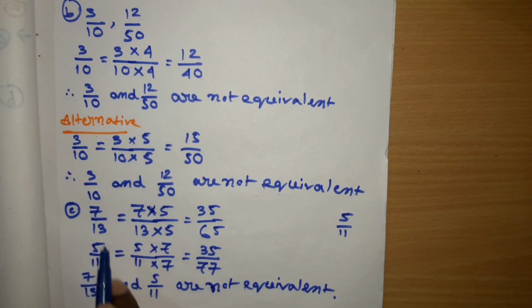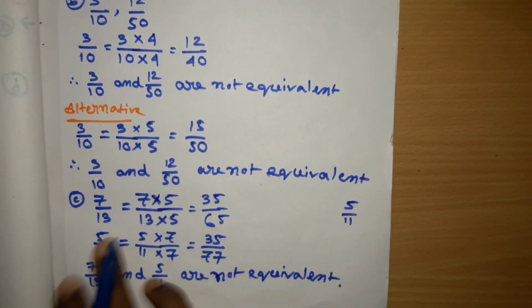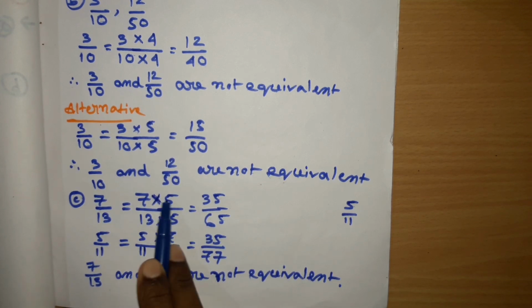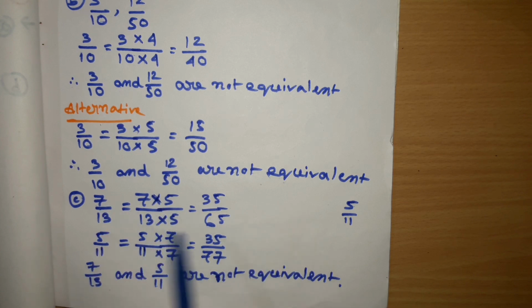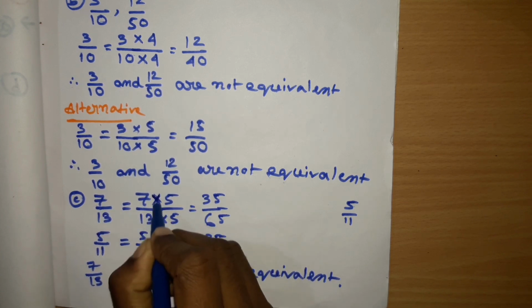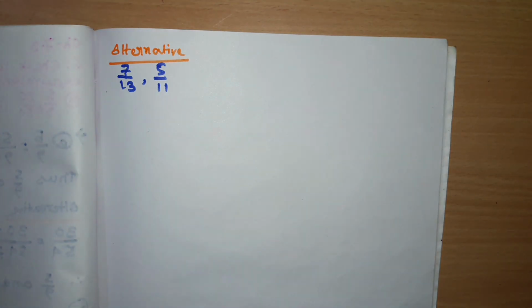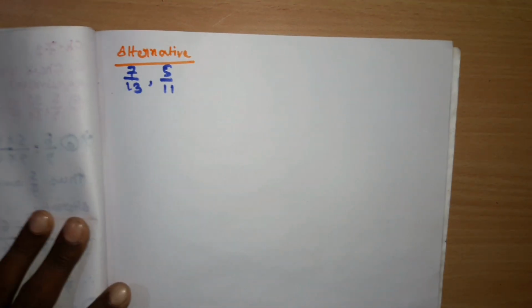That's why in the table of 13 you won't get 11, and in the table of 11 you won't get 13. So that's why I tried to make both numbers equal. That's why I multiplied both numbers, something like getting the LCM of the two numbers. I can multiply here by 11, and I can multiply here also by 13. Still it won't come the same. So I'm doing it in an alternative way.